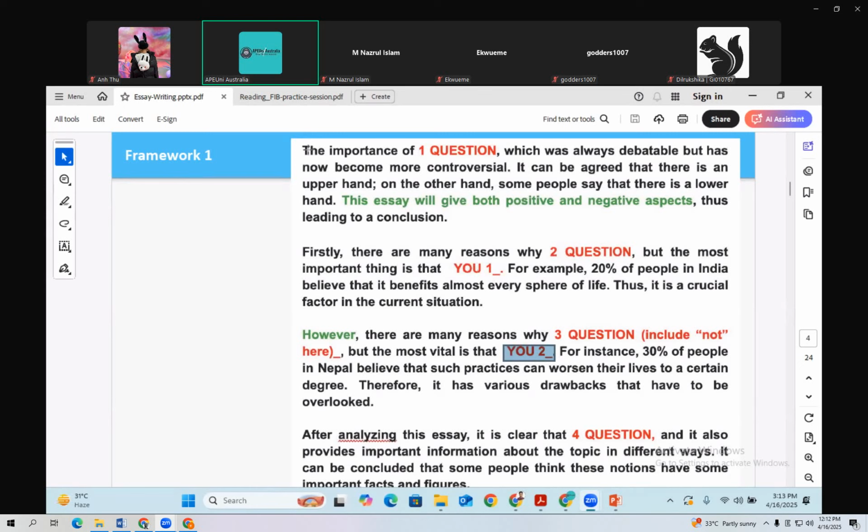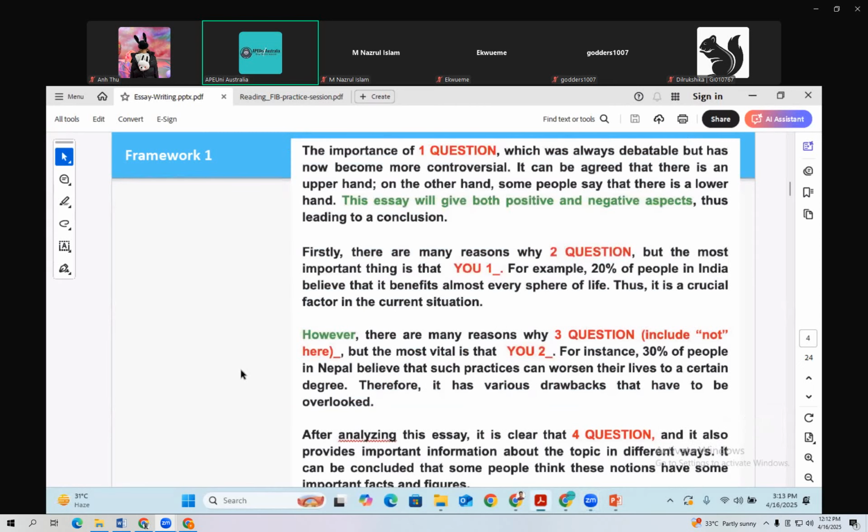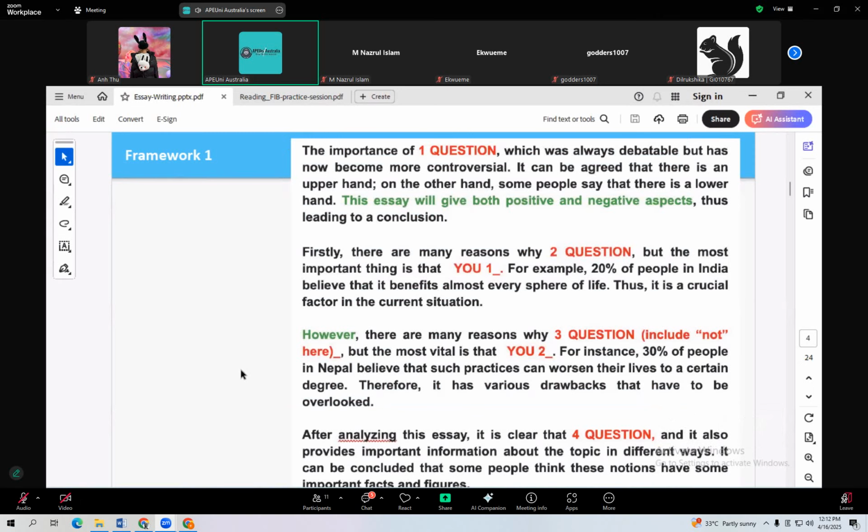Now this is all about the framework one. That means the positive and negative essay. Okay. So do you have any questions regarding the positive and negative essay so far?